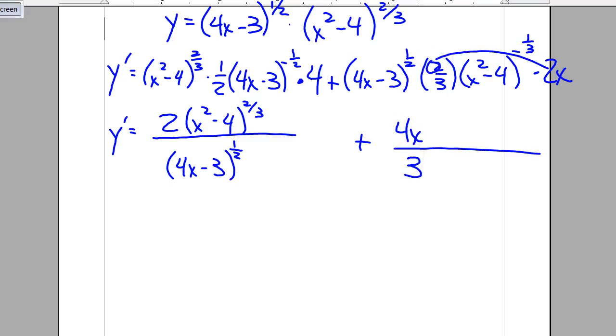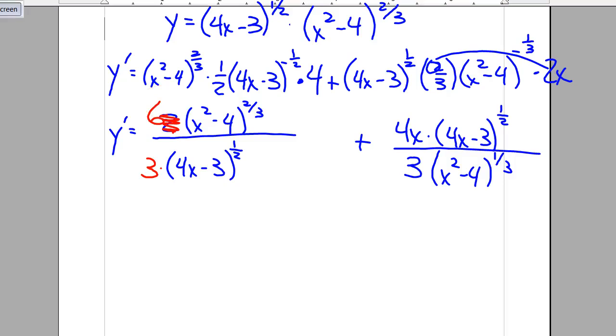Okay. And then this 4x minus 3 to the 1/2 goes on top, and the x squared minus 4 to the 1/3 goes in the bottom. So now you need a common denominator. So I'm going to start multiplying my stuff. I'm going to do that 3 first. I need a 3 over here, so that's easy for me to just write a 3 there. And I would just cross that off and write a 6. Let's do that, 3 times 2 is 6.